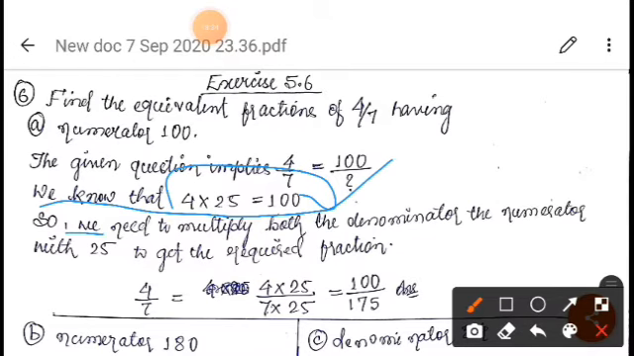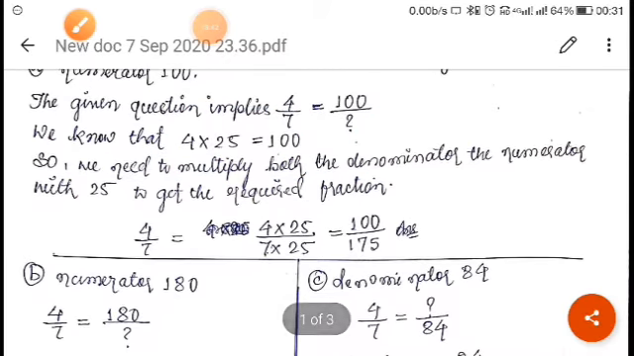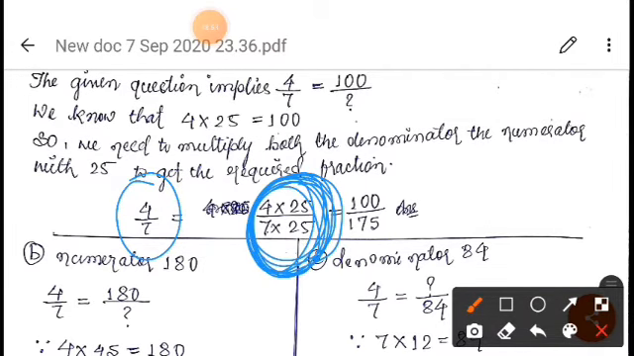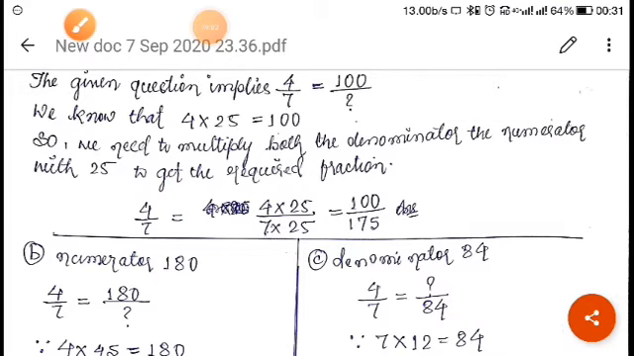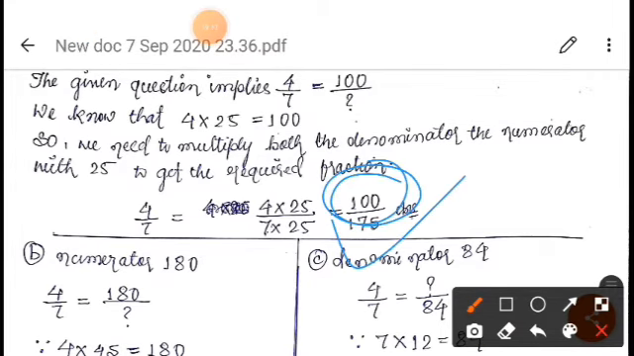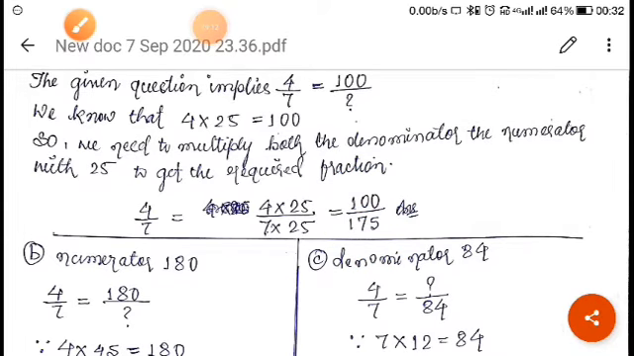So what we will do, we need to multiply both the numerator and the denominator with 25 to get the required fraction. When you multiply this 4 by 7 with 25 by 25, we will get 100 by 175. As you can see, the numerator is 100 and the denominator is 175. I hope you have understood this.